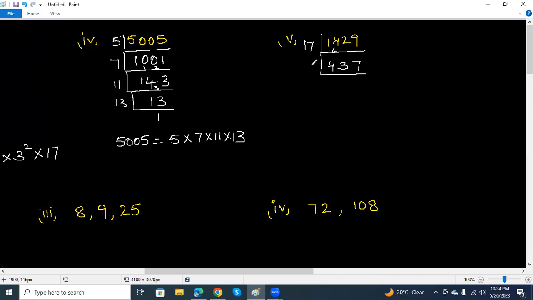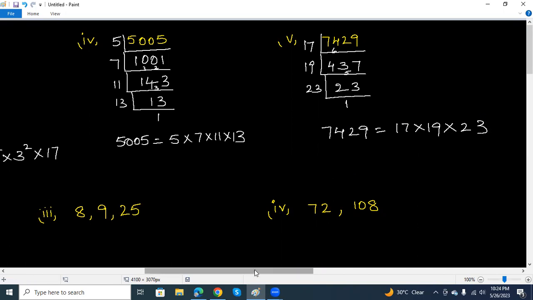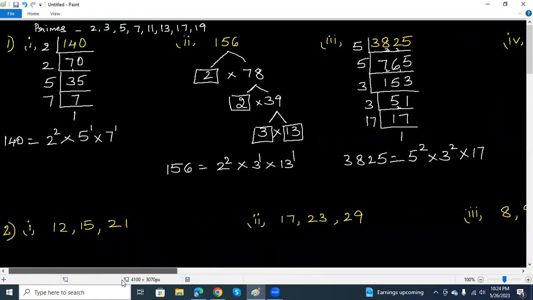Again, which table goes? 19 goes, after 17 comes 19. How many times? 2 times, 38. 38 goes into 57, leaving 5 as the remainder. 3 times, 57. 23 is a prime number. So 7429 can be factorized as 17 into 19 into 23. So simple, right? You can follow either of the methods.